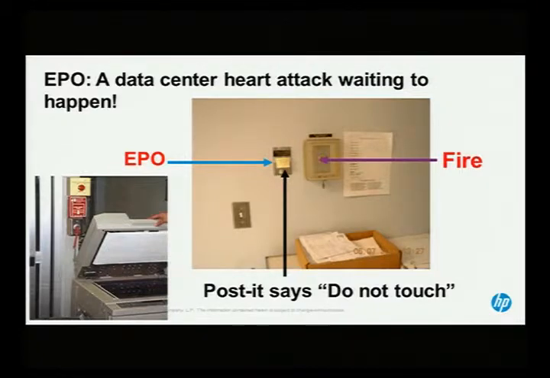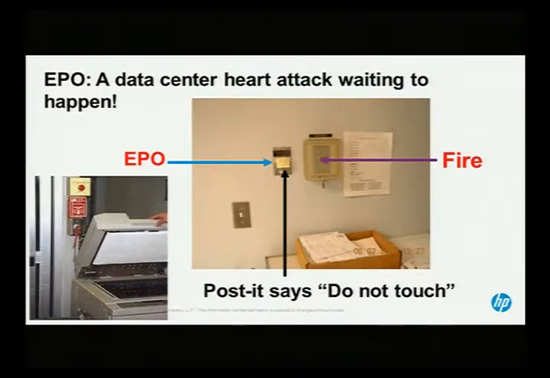Okay, this is a couple of pictures that David Boston gave me from the Uptime Institute originally. Here's a situation where we have an EPO switch right next to the fire button, and the post-it says, do not touch. Another case where the EPO switch is right behind a copier, so if it's lifted up and it hits that, boom, it's gone.